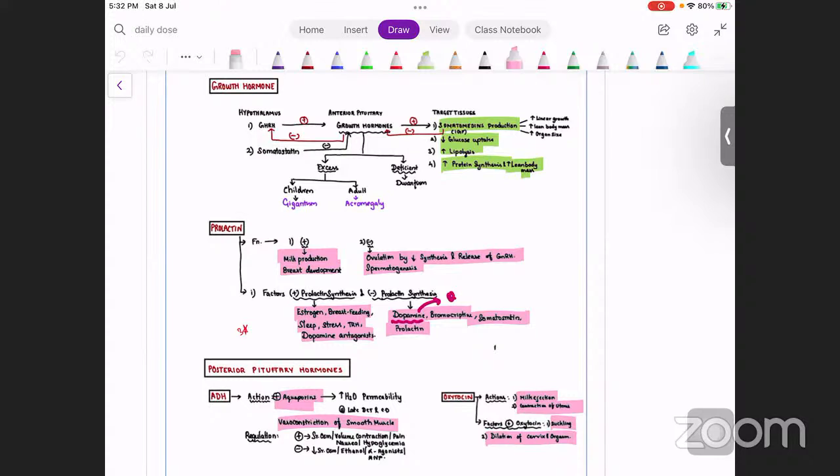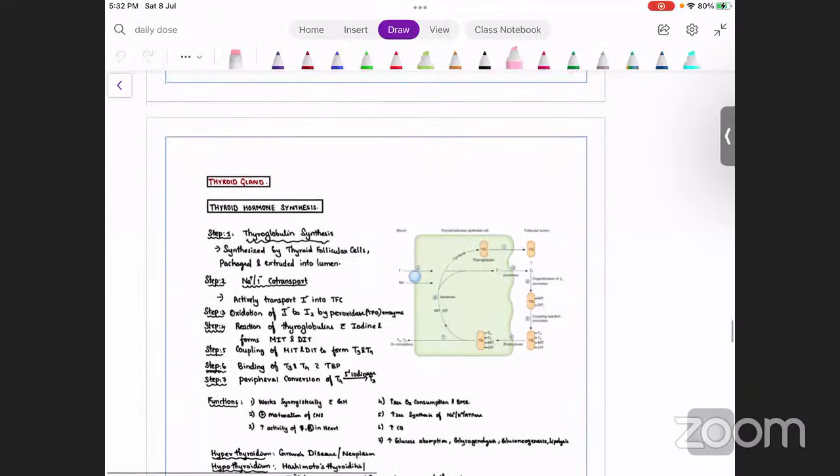Okay, and apart from that, you have the posterior pituitary hormone ADH: formation of aquaporins, reabsorption of water and sodium in the distal convoluted tubule and collecting duct. While oxytocin has milk ejection and contraction of the uterus, that is a uterotonic action. The factors that can stimulate oxytocin are the suckling reflex and dilation of your cervix. So this is all about the pituitary.